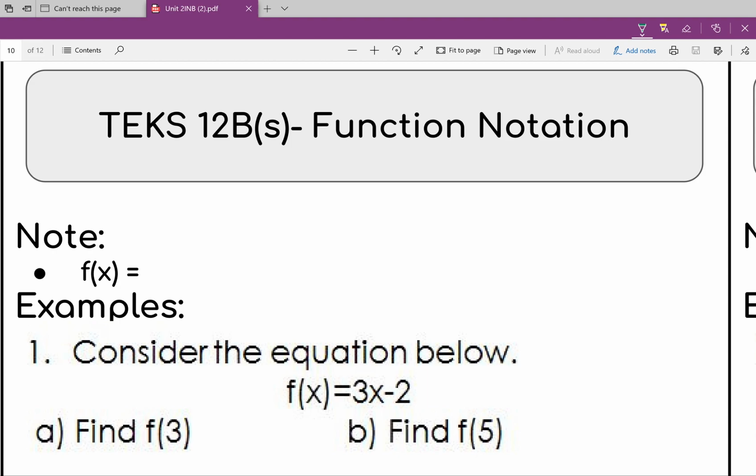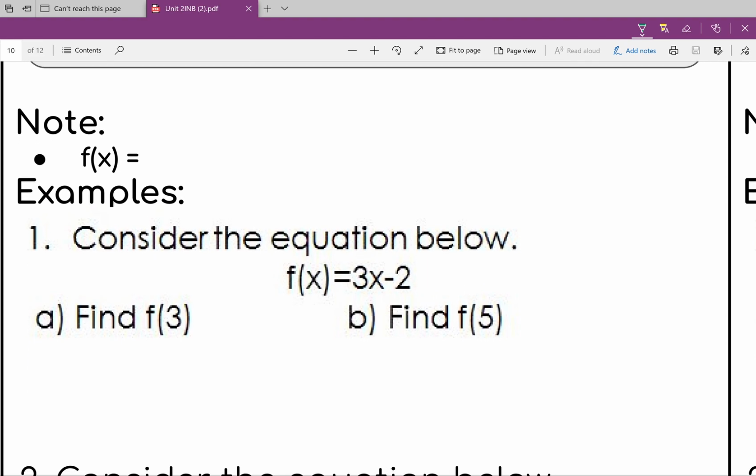TEKS 12b, function notation. So we're going to define what f of x means. In this case, f of x is the same as saying y. So we're saying f of x is equal to y. Anywhere you see an f of x, you're just assuming that that is the same as y.